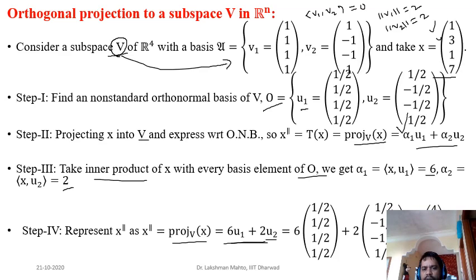So 6 times u1 is what? This one, 1 by 2, 1 by 2, 1 by 2, 1 by 2, and u2 is what? 1 by 2, minus 1 by 2, minus 1 by 2, 1 by 2. So just do a little bit of calculation, and you will find that this vector 4, 2, 2, 4 is the projection of the given vector x onto the plane V. So just with the help of an orthonormal basis, we easily calculated this.